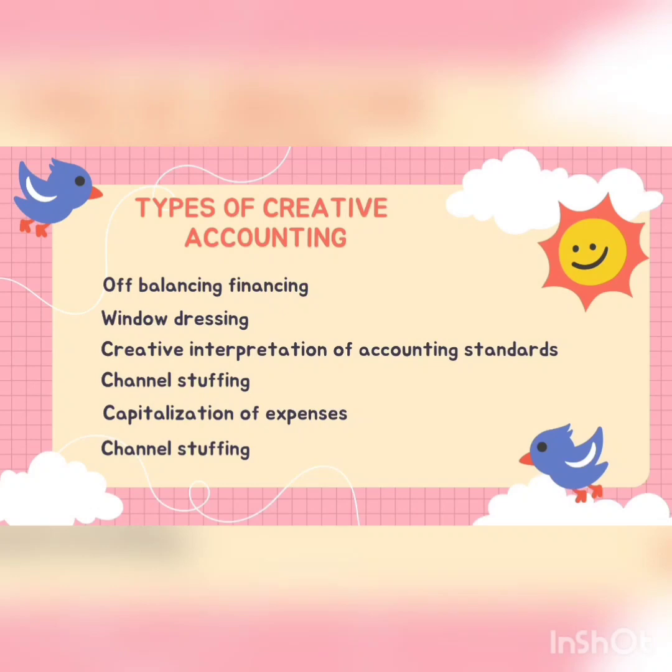Moving on to the next, creative interpretation of accounting standards. Accounting standards provide guidelines for financial reporting, but there may be room for interpretation. Companies may engage in creative accounting by interpreting accounting standards in a way that is more advantageous to their financial position. To talk about an example, companies may also interpret accounting standards related to revenue recognition in a way that allows them to recognize revenue earlier than usual. This can be legal or illegal depending on certain circumstances.